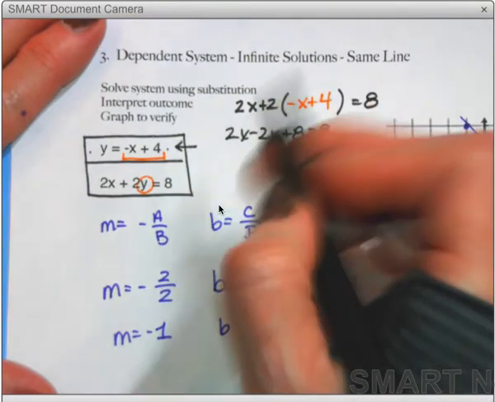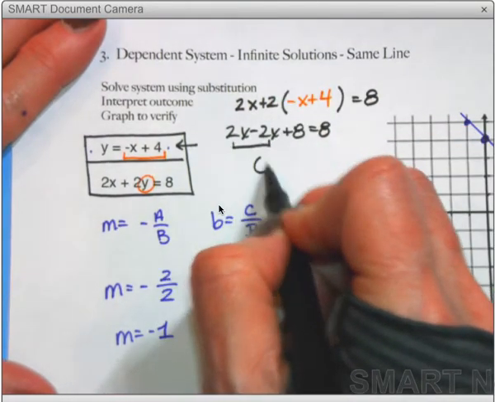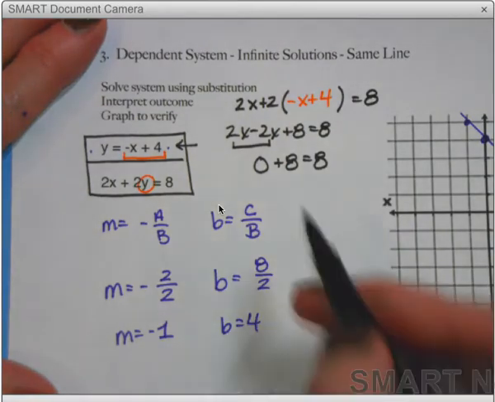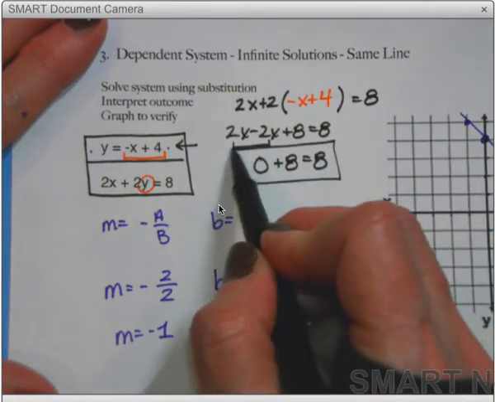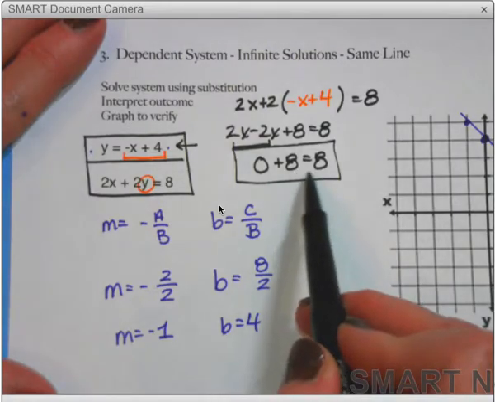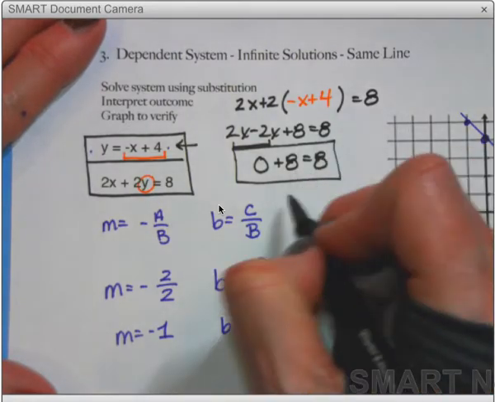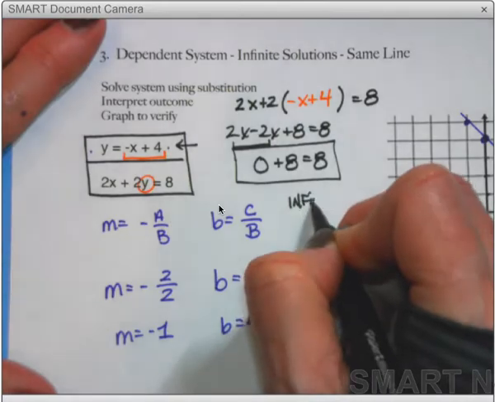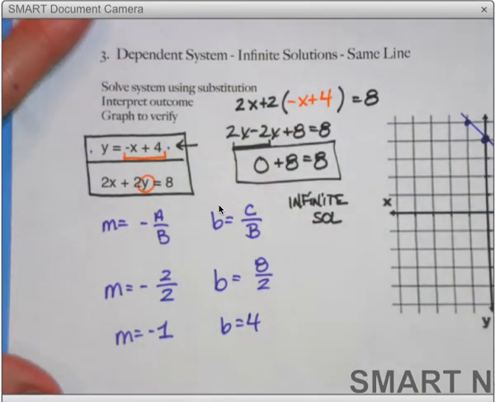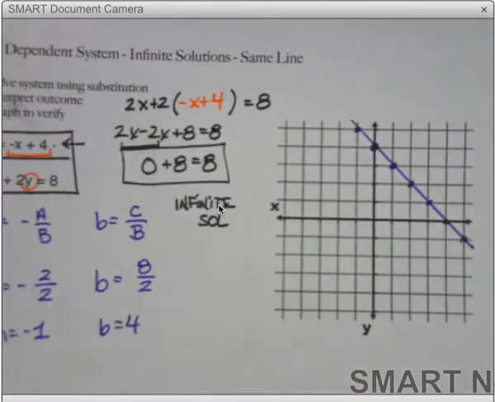I see that the variables sum to 0, and what remains is a true statement. So when the variables sum to 0, if the numbers that are left over actually equal each other, then your conclusion would be this is a system with infinite solutions. And this is what we expected because we had already graphed it. We already knew what the outcome was.